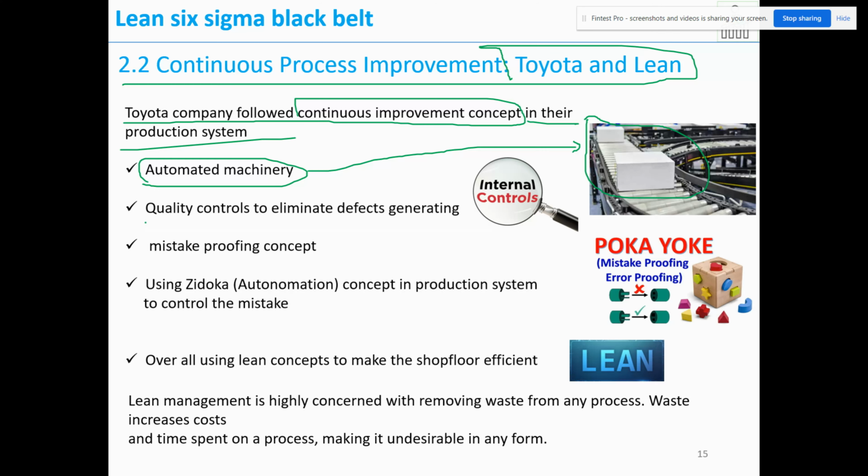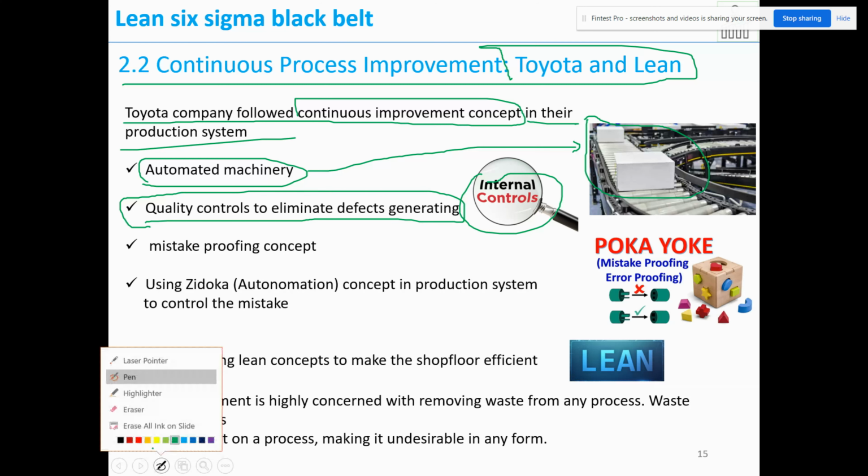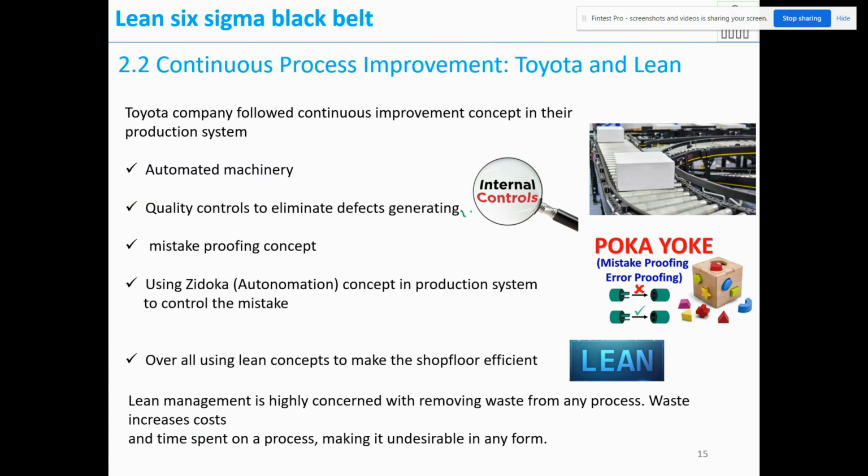The next one is quality controls to eliminate defect generation. What is quality control? That is nothing but internal controls. Because of some parameter change, there is a variation. What they do is put a control on that parameter. If it goes out of spec, the machine will stop or it will give an indication, so that before the defect is even generated, you are stopping it. That is called quality controls to eliminate defect generation.